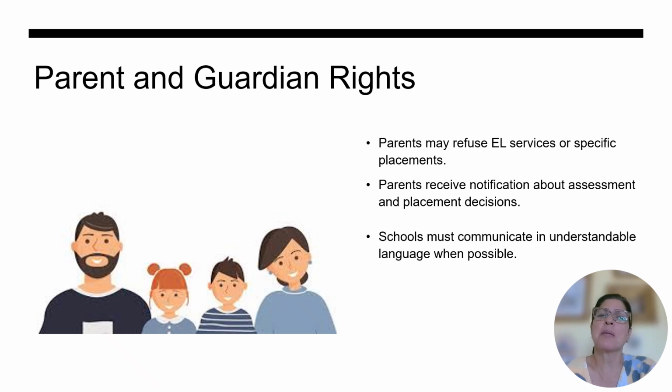Parents and guardians play an important role in educational decision making and have the right to receive information about EL services, assessments, and placement options for their children. Parents may refuse all services or specific placements. Parents receive notification about assessment and placement decisions. Schools must communicate in an understandable language when possible with parents.